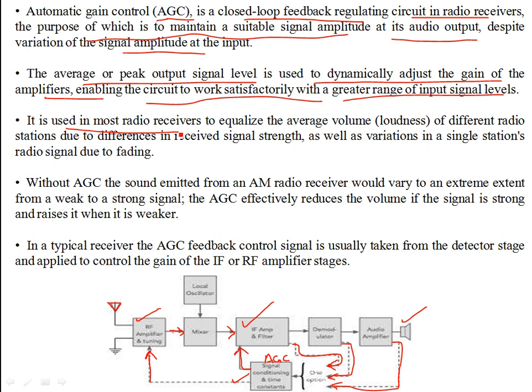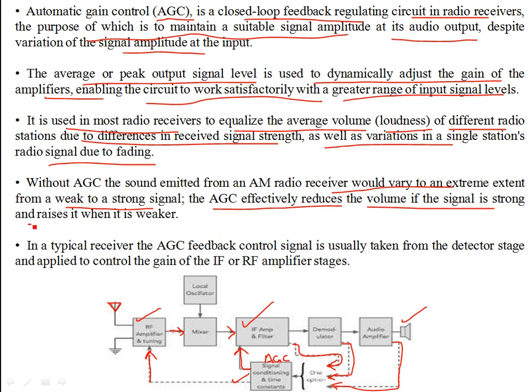So it is used in most radio receivers to equalize the average volume, the loudness of different radio stations, due to differences in received signal strength, as well as the variation in radio signal due to fading. Okay, so if it's a weak signal due to channel fading, it can increase the gain. Without AGC, the sound emitted from the AM receiver would vary to an extreme extent from weak to strong signal, and that could be a discomfort. So the AGC effectively reduces the volume if the signal is strong and raises it when it is weaker. So it's the same thing.